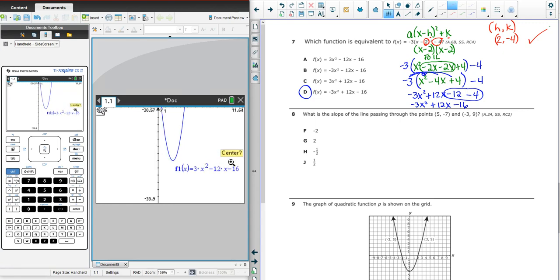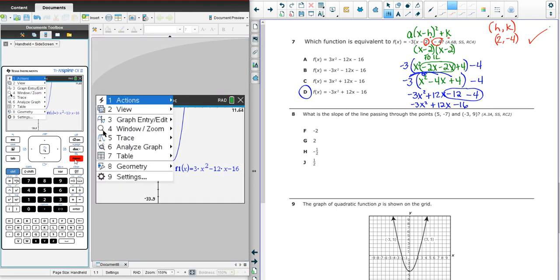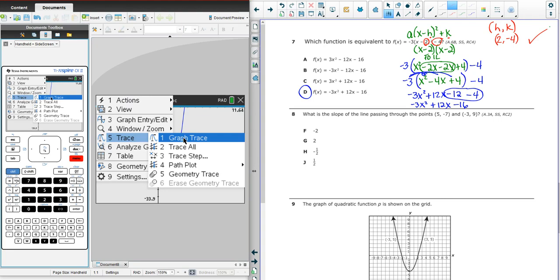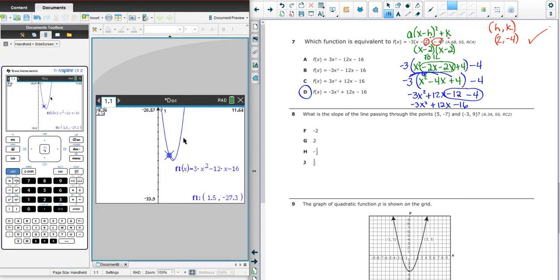Okay. So now I can see the vertex. And I want to check to see if it matches 2 and -4. There are several ways you could do that. You can trace it. You go to Menu, Trace, Graph Trace. And when you do that, it gives you a point, and you use the arrows to move it to the vertex. Ooh, look what happened when I found the vertex. It labeled it minimum. And look how it put the vertex down here. 2 and -28? No, it doesn't match.